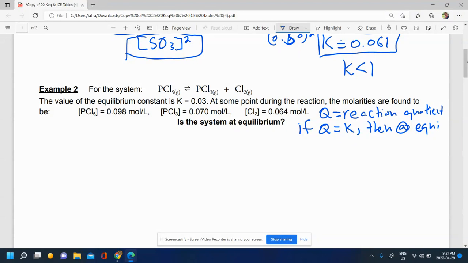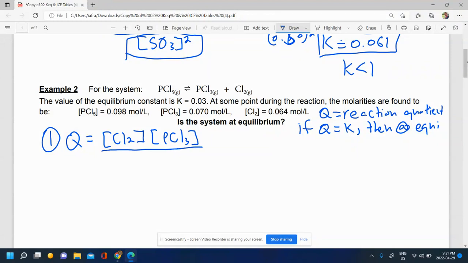So how do you write a Q expression? It's simply your K expression. But the only reason we're not writing K is because we're not sure if we are at the K point yet. So Q is like our tester K. So we're going to write the Q expression, Cl2 times PCl3 over PCl5.